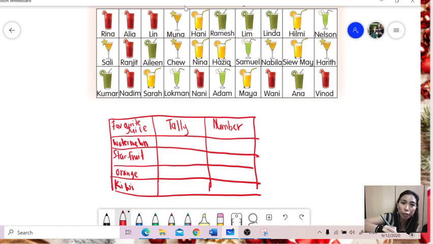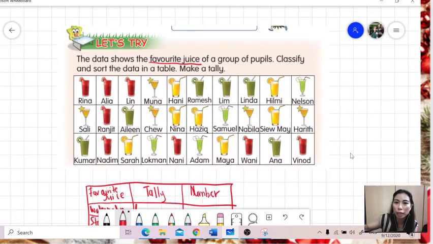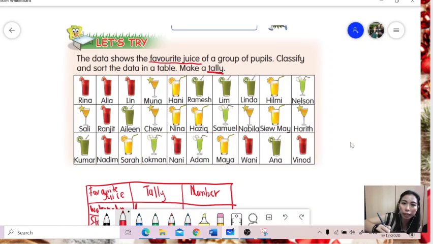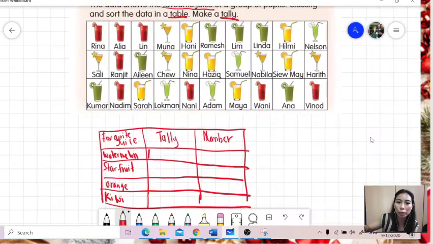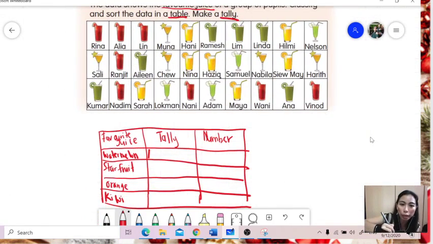So first, Rina chose red, which is watermelon. So I'm using the tally method, not the tick method. So 1, because the question asks you to make a tally. So you must do a tally, and then sort the data in a table. So you must draw a table. So tally number 1, watermelon. Alia also 1. Alin also watermelon. Muna, star fruit. Honey, orange.